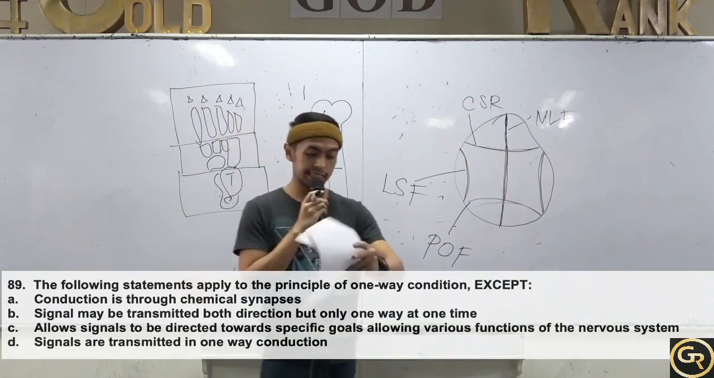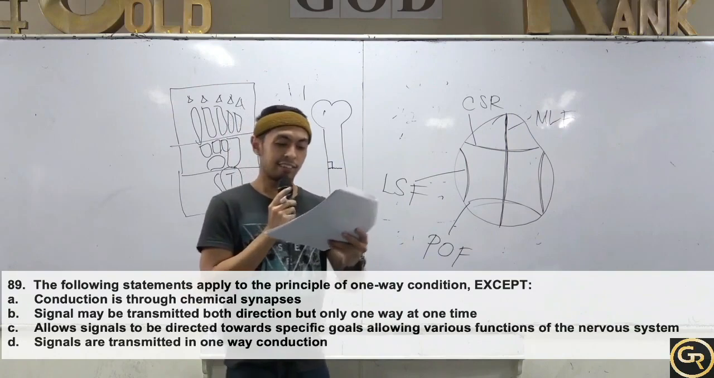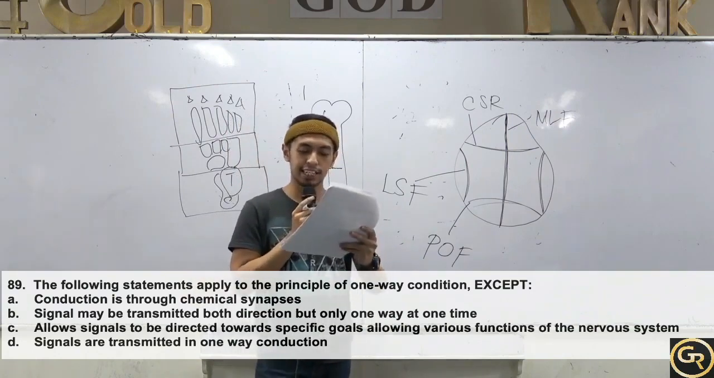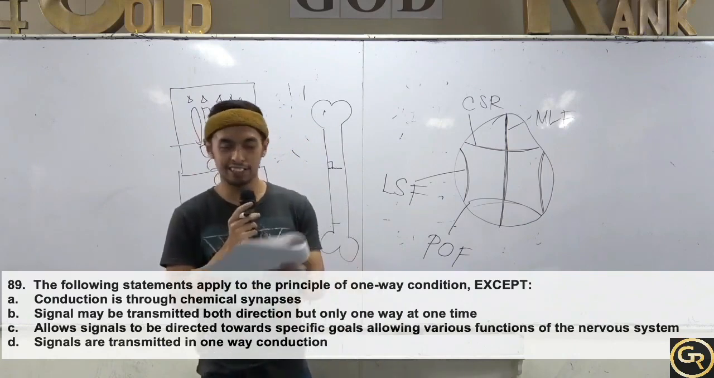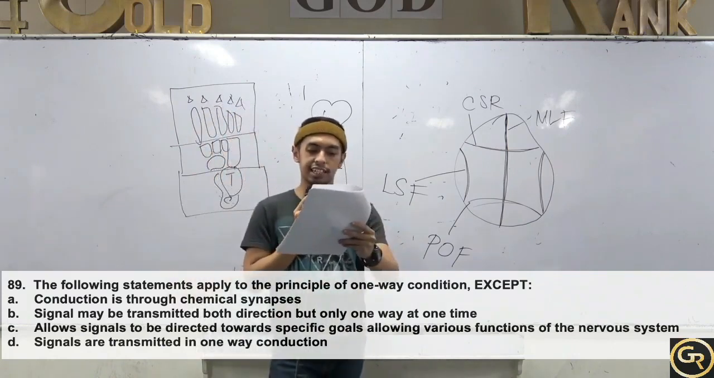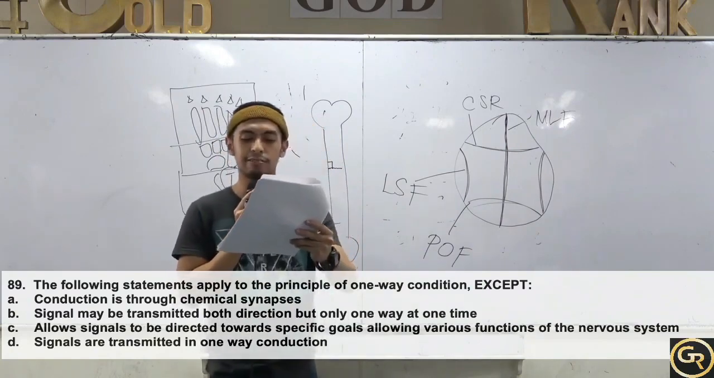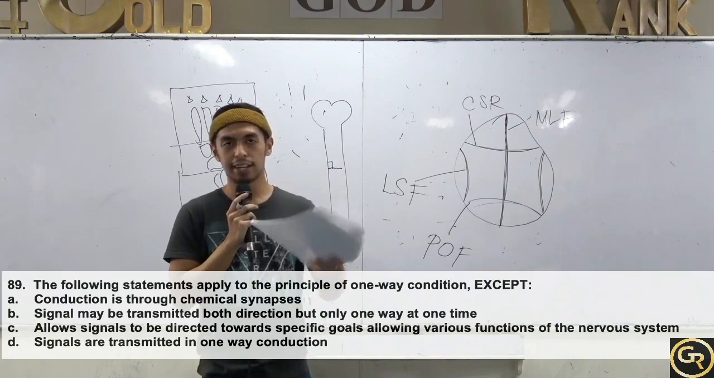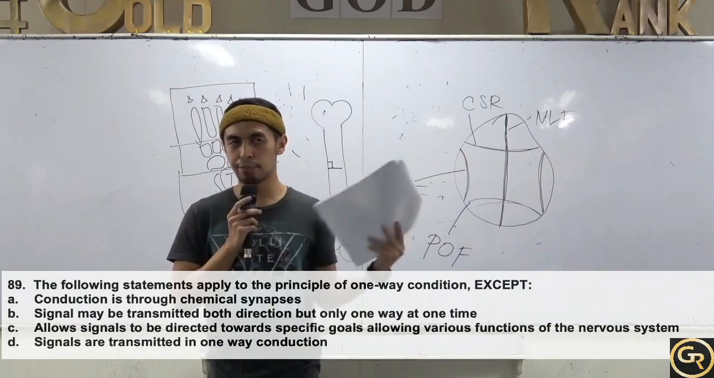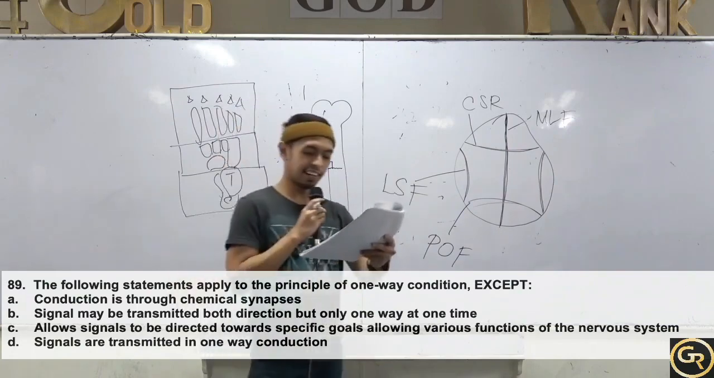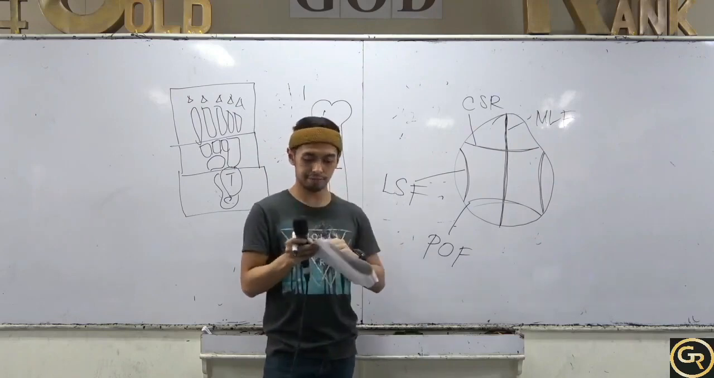89. The following statements apply to the principle of one-way condition except, okay, from the name itself, one-way, what do we expect? It's only a one-way direction. Therefore, which one is wrong? Letter boy, signal may be transmitted both direction but only one way at one time. Okay? Again, there's only one direction. It cannot alternate. So for 89, it's letter boy. Only one direction.